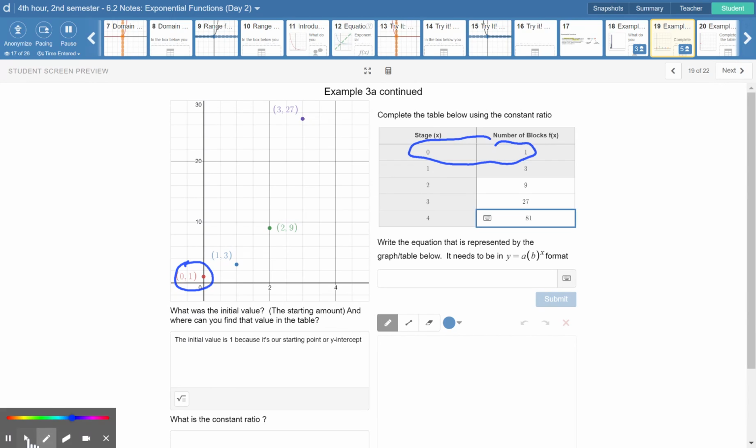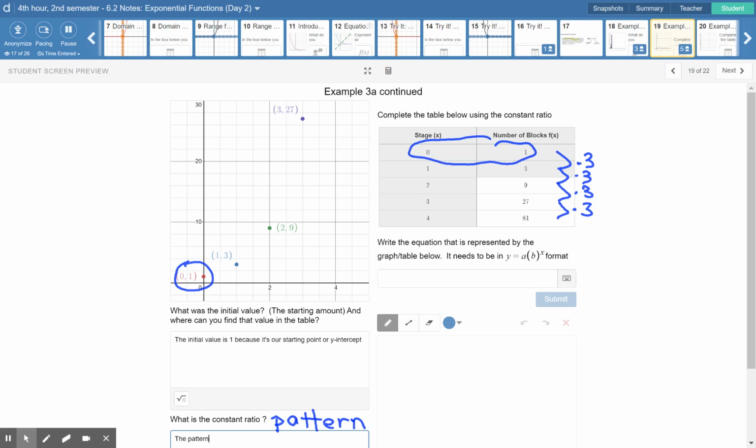The constant ratio is a bit harder to find. Remember, constant ratio is talking about the pattern. How am I going to multiply from 1 to 3, 3 to 9, 9 to 27, 27 to 81? And that number is multiplying by 3. Now, I highly recommend, if you can't see it right away, especially when we get into fractions, I'm going to show you a trick. So the pattern is 3. So the constant ratio is 3.